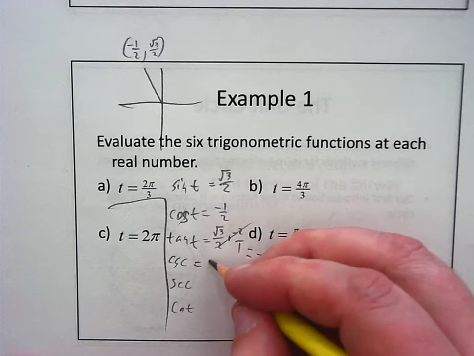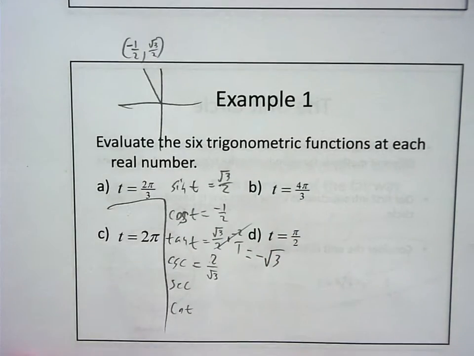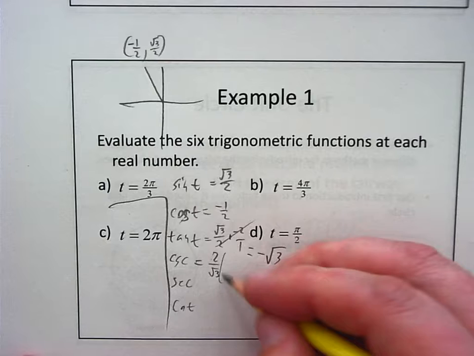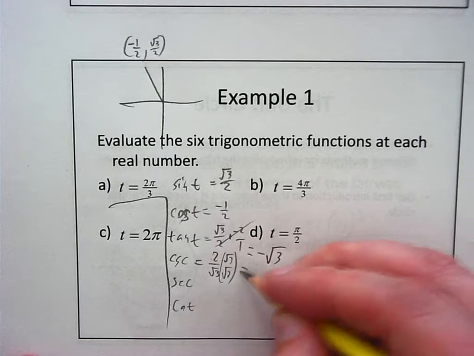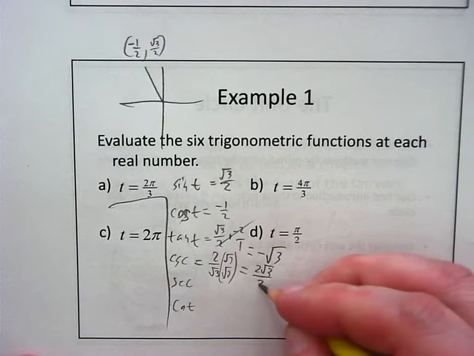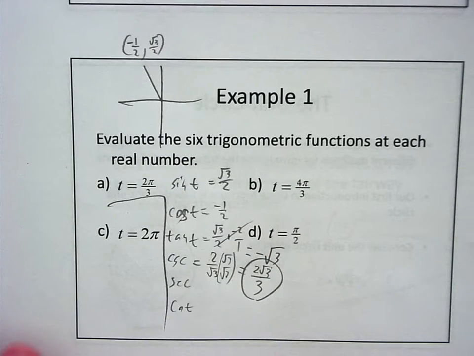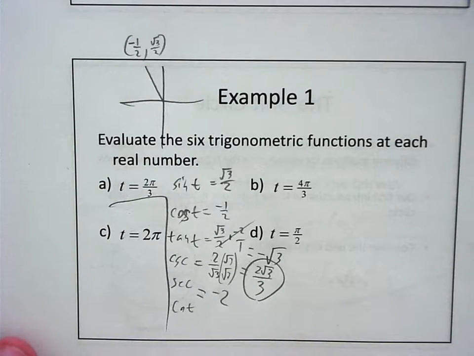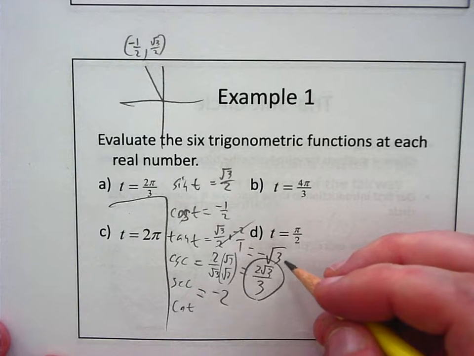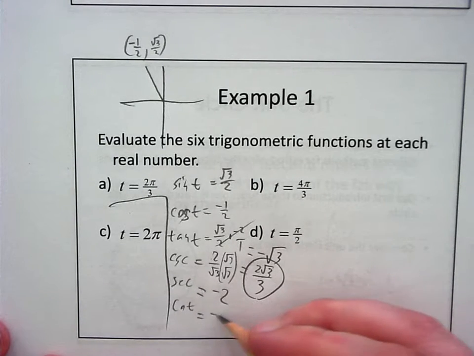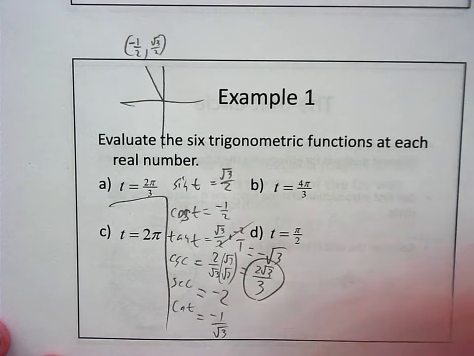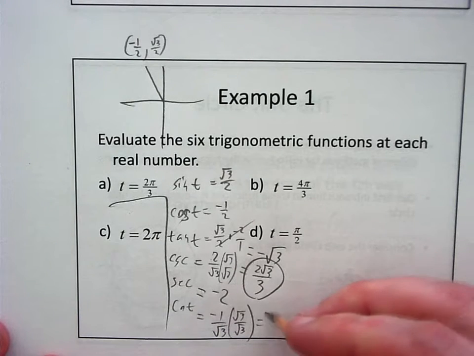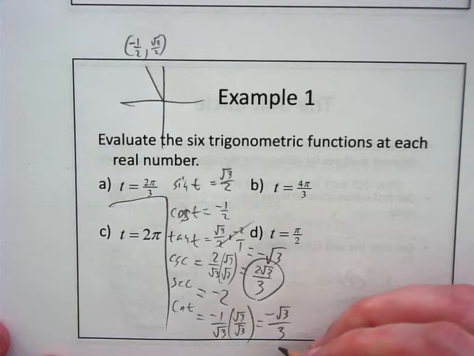Cosecant, the nice thing there is you can just flip them. 2 over the square root of 3. But wait, can you have square roots in the bottom? Nope. So I'm going to multiply this times square root of 3 over square root of 3. That's going to yield 2 root 3 over 3. And that's your cosecant for that. Secant, that's the nice one. You can just flip over negative 1/2. And cotangent, you're just going to flip over negative square root of 3. But again, you can't have square root on the bottom by itself, so multiply by square root of 3 over square root of 3. You get negative square root of 3 over 3. Okay.